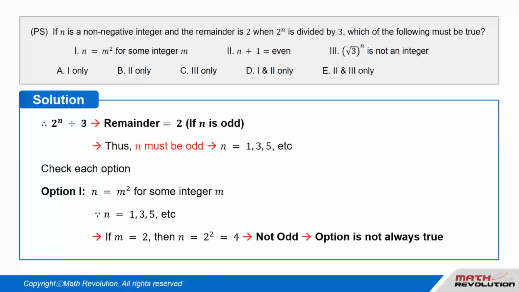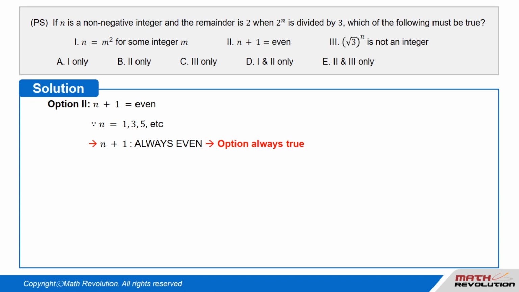Option 1. n equals m squared for some integer m. As the possible values of n are 1, 3, 5, and so on, if m equals 2, then n equals 2 squared, which equals 4, which is not odd. Thus, this option is not always true.